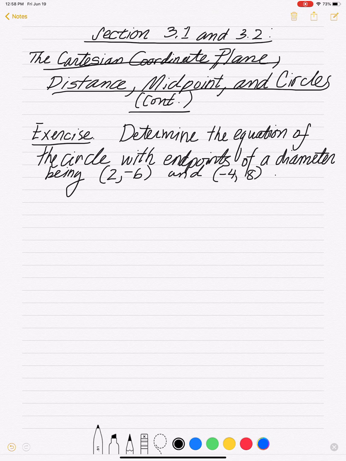So here's the problem. You want to determine the equation of the circle that has endpoints of a diameter at (2, -6) and (-4, 8). I'm going to draw a picture just so we have an idea what it's asking for. So first of all, drawing a picture.